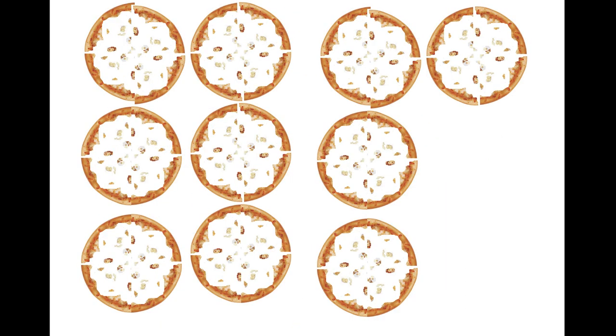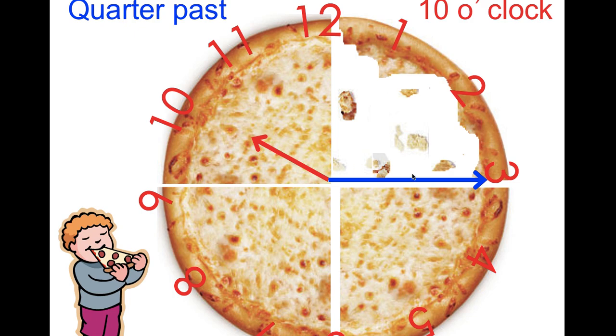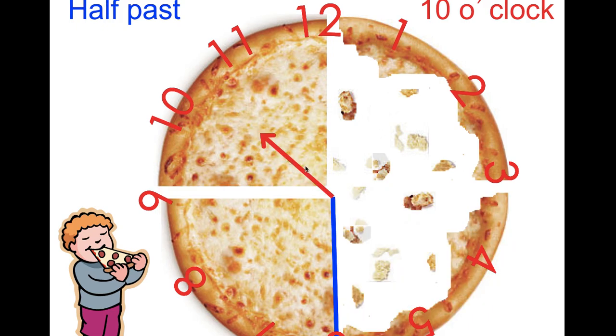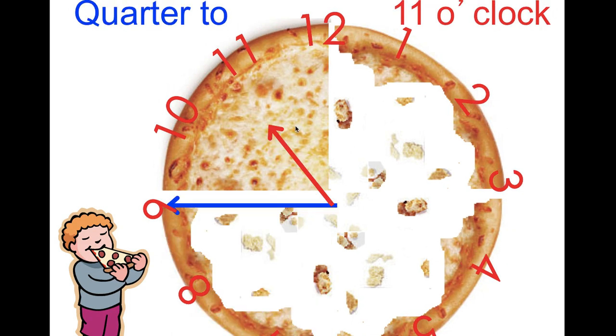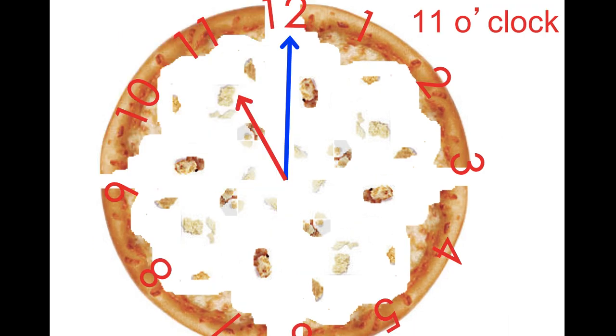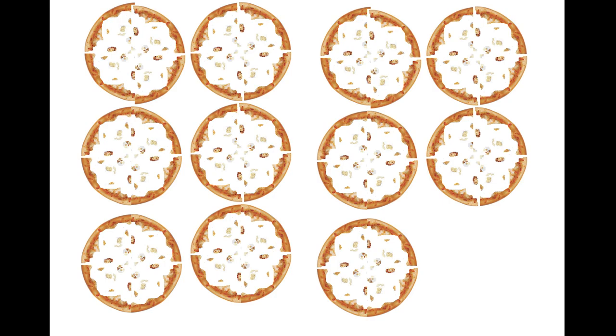Now it's 10 o'clock. 10 whole pizzas eaten by Mr. Pizza Lover. At 10:15, we would say quarter past 10. At 10:30, the whole half the pizza's gone, so we would say half past 10. And at 10:45, there's only 1/4 left until it becomes 11, so we would say quarter to 11. And now it's 11 o'clock, which means 11 pizzas have been eaten. Oh my goodness.